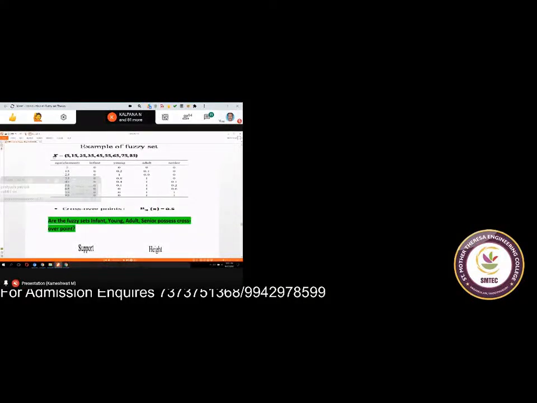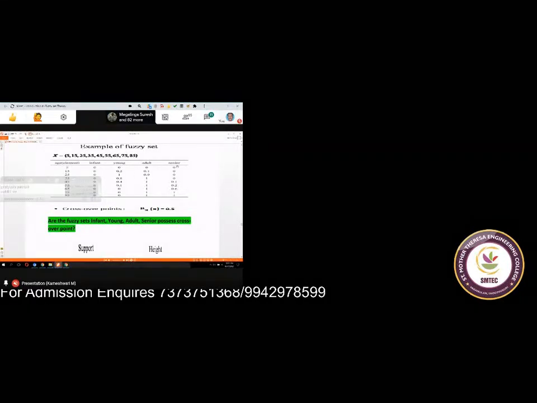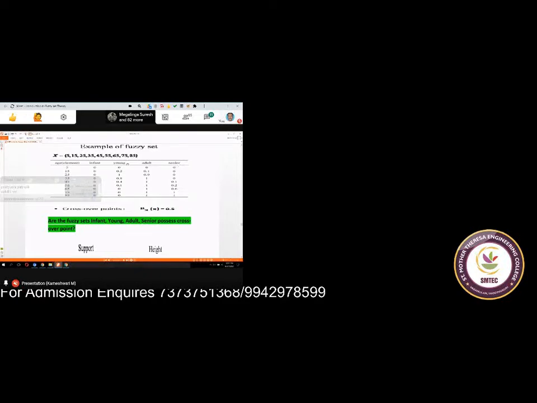Let X contain the elements 5, 15, 25 up to 85. That is the age, and this age is a linguistic variable. To this linguistic variable, I am going to assign linguistic values, and to these linguistic values, I am going to assign numeric values. You can ask how these linguistic values are assigned. That depends on person to person and it requires expertise and skill. Let us not go to that part now.